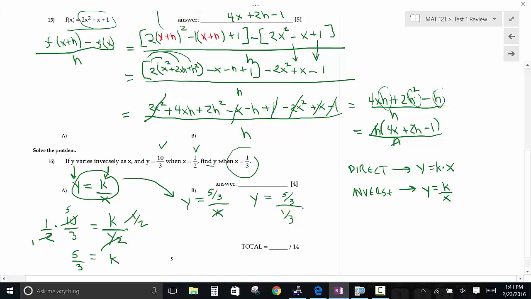All right, when you're working this out, isn't that really just a division problem? Yeah, you're doing 5/3 divided by 1/3. That's what it is. So how do you divide fractions? You flip the second one, and then you multiply. So that would be 5/3 times 3/1. The 3's cross out. Answer's 5.